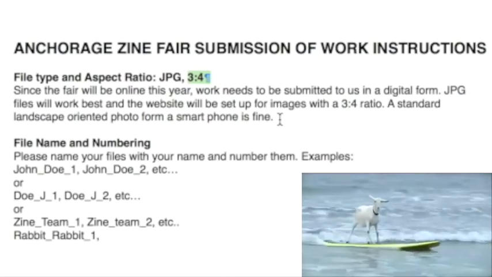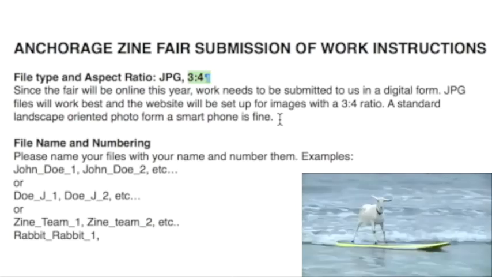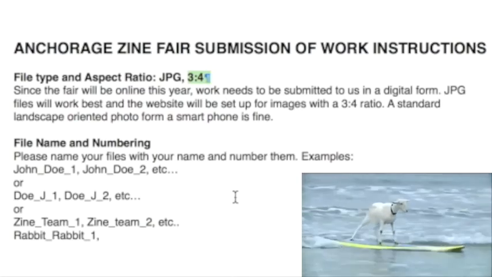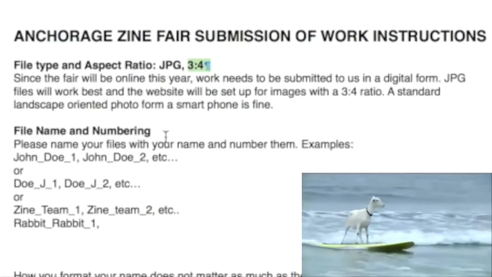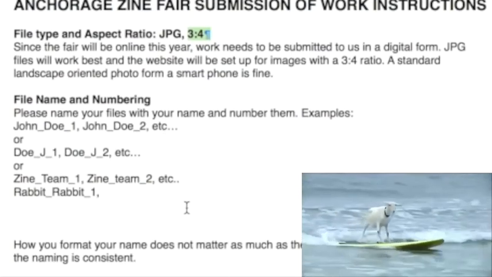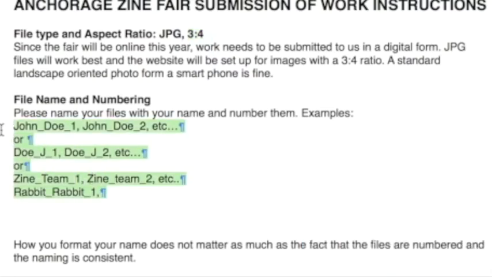We're not too particular on file size. Since it's going to be online, the files don't have to be huge. So we're not specifying anything about the file sizes. Beyond the format and the ratio, we're looking to get all the files named and numbered using your name or your group's name, along with number 1 for image number 1, number 2 for image number 2, as opposed to using the titles of your books or titles of your zines.